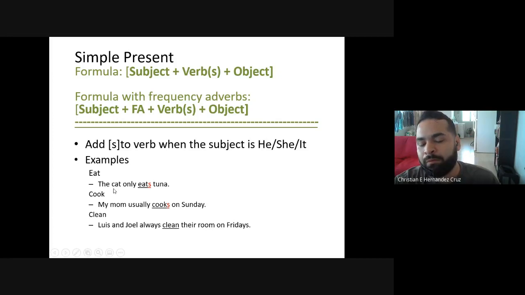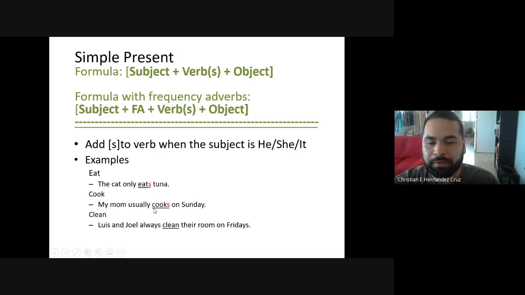If we know the cat's gender, let's say the cat is male, then we could use he. He only eats tuna. Same thing if the cat is female, we could use she. She only eats tuna. If we don't know the cat's gender, then we could just use it, and it's still grammatically correct. So it only eats tuna. When it has any of these three pronouns, or it can be exchanged for one of those three pronouns, then we can add S.